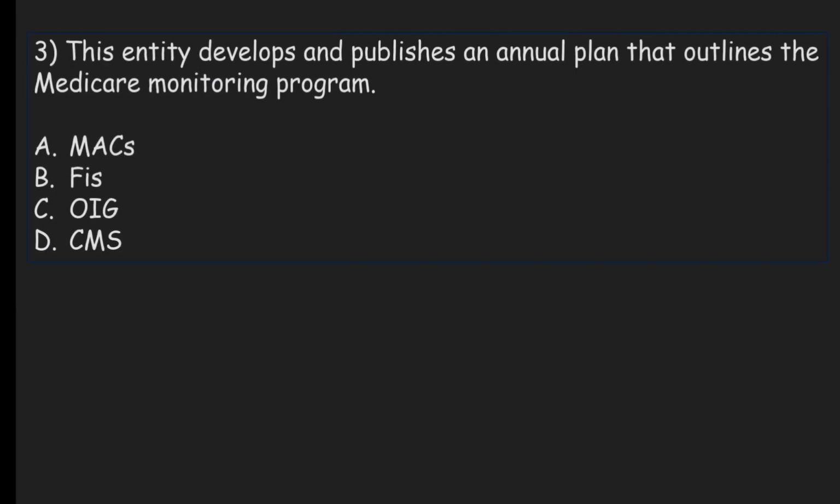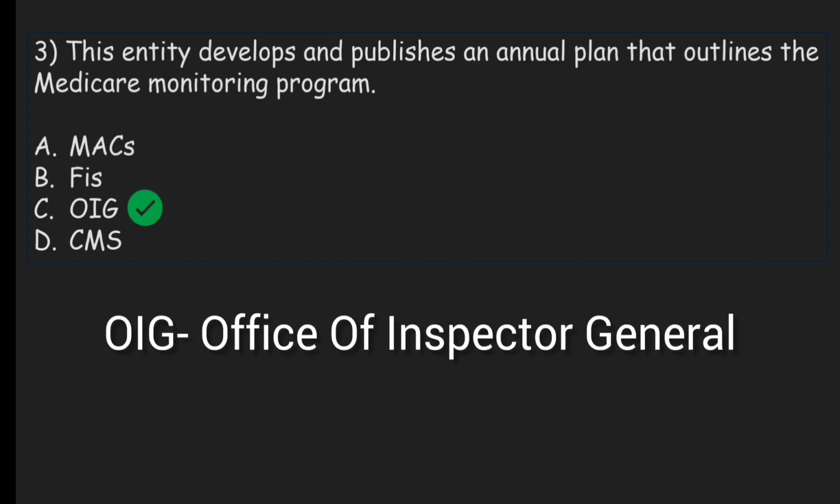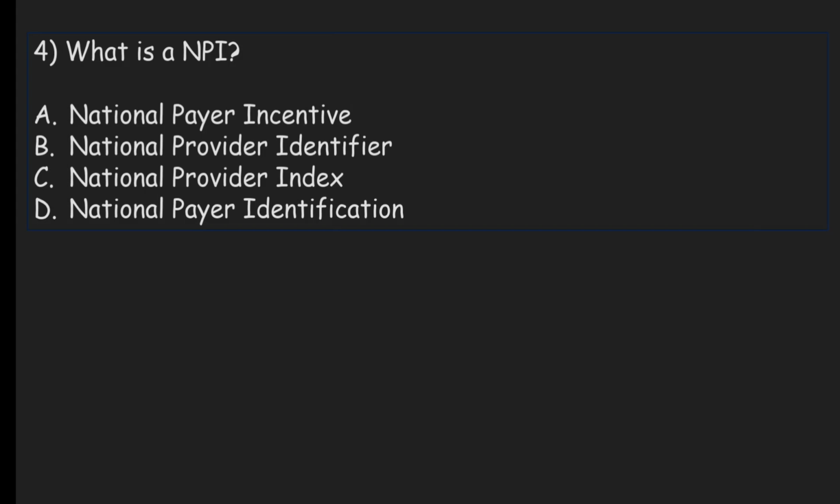Next question. This entity develops and publishes an annual plan that outlines the Medicare monitoring program. So, the right answer is option C, OIG, that is Office of Inspector General. Next question. What is a NPI? So, they're asking the full form of NPI and the right answer is B, National Provider Identifier.